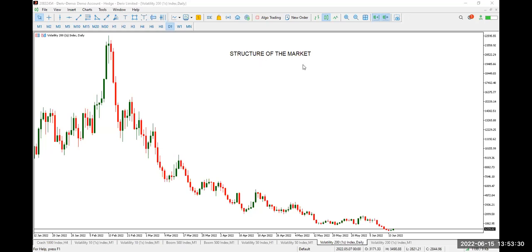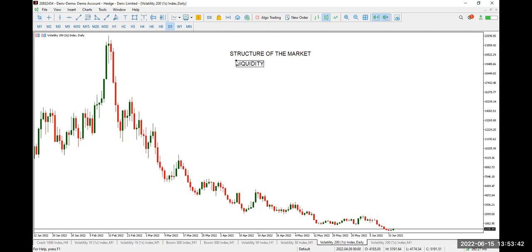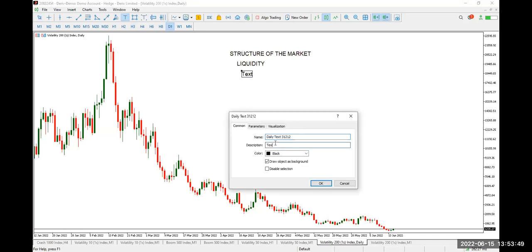So the first thing is the structure of the market. The second thing we are looking at after structure is liquidity. We have to look for liquidity. Then after liquidity, the next thing we want to look out for is our break of structure, which is BMS, or BOS.